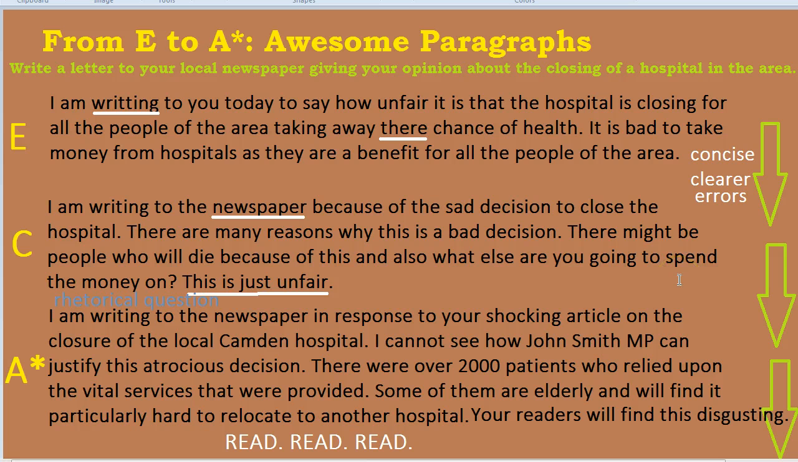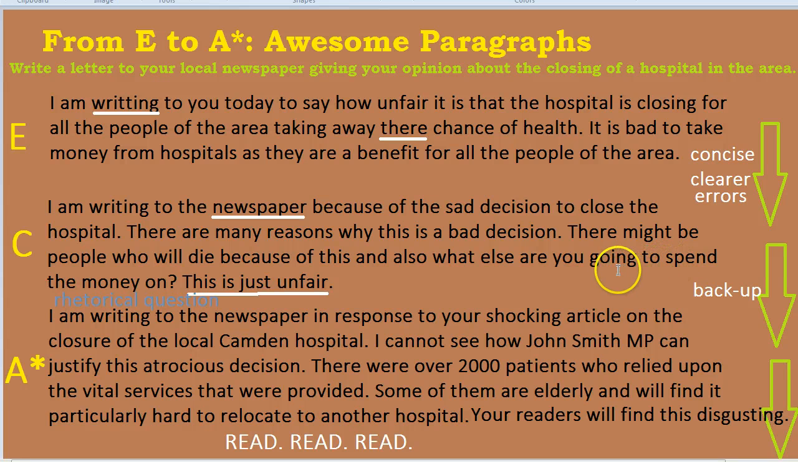Speaking of that, this person hasn't really backed up their point. Why will people die because of this? Can you justify your argument? This person hasn't really backed up their point, and that's something I would mention in terms of a room to improve. Another place they can improve is their vocabulary.